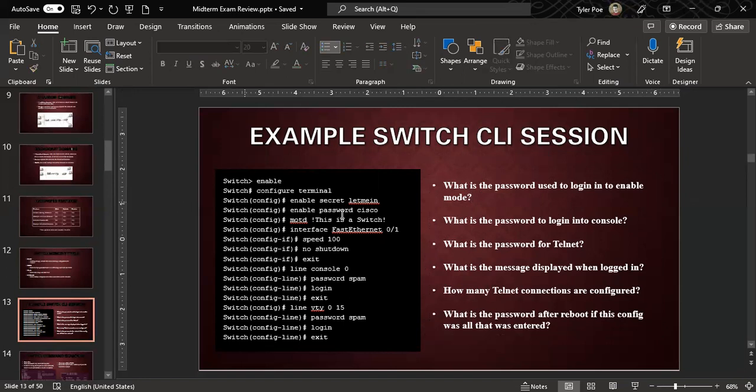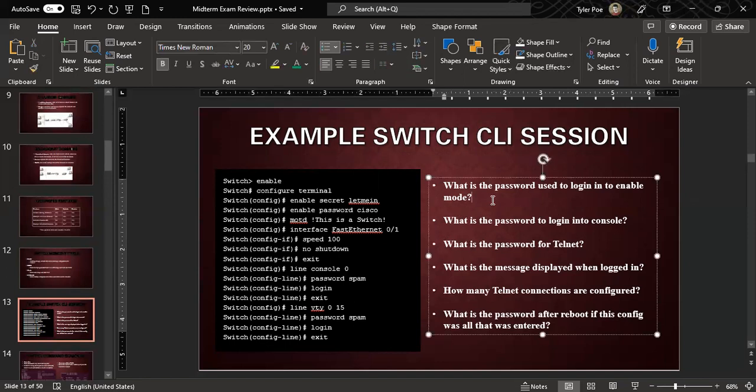So the first question I'm going to ask you, I'm going to give you all a minute to review this command session here, and then I'm going to ask you the following questions. So after you're done reviewing, I'd like you to answer this question. What is the password used? So with these configurations right now, what is the password used to log in to enable mode?